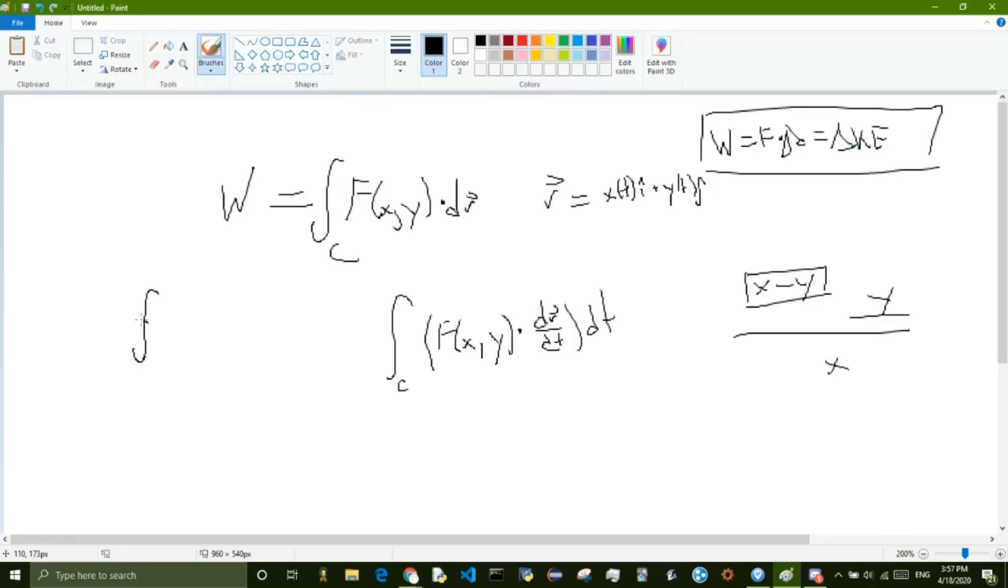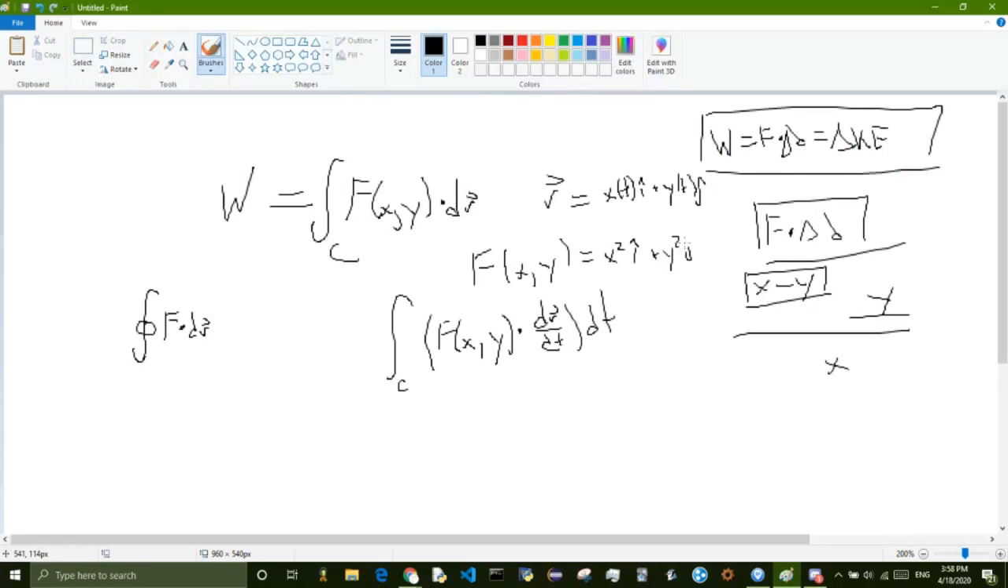It's just saying move the object a small amount and then multiply it by the force at the point that you started at and see how much work is done. Then add it up over the entire path. In practice, you're gonna have f of xy. Or rather, it's gonna be like, for example, x squared times i hat plus y squared times j hat. So this is simply going to assign a vector to every xy.